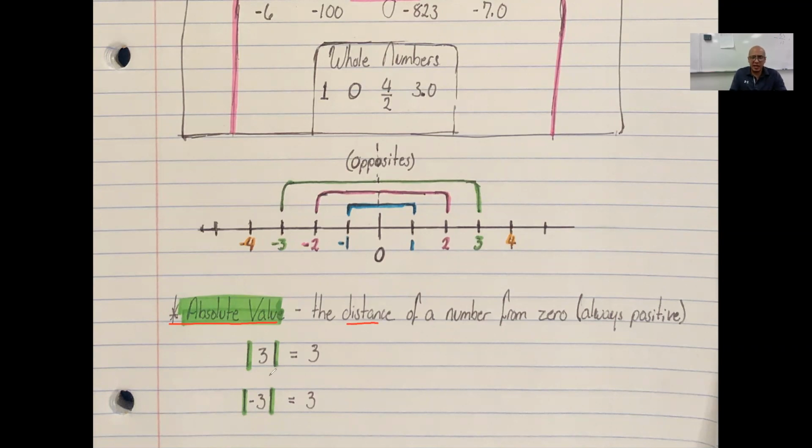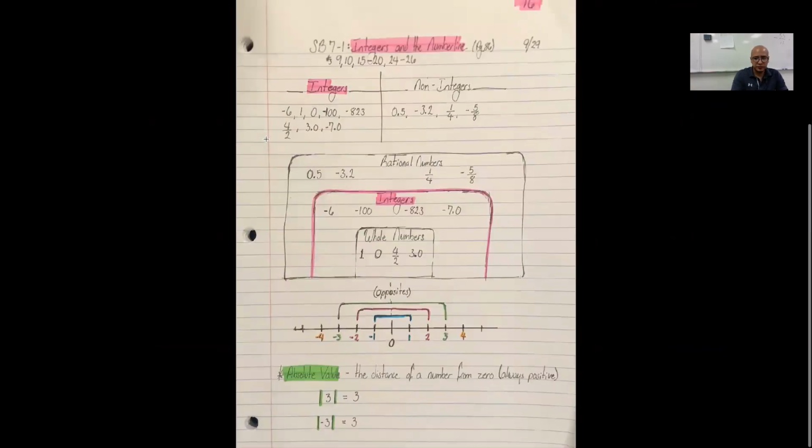Now, the way that you're going to see this mathematically, as you see down here, is you will always see it in this form. You're going to have a number, and on either side of that number, you're going to have 2 vertical lines, not parentheses, just vertical lines, just like that. It doesn't matter what that number is. The number could be positive. It could be negative.